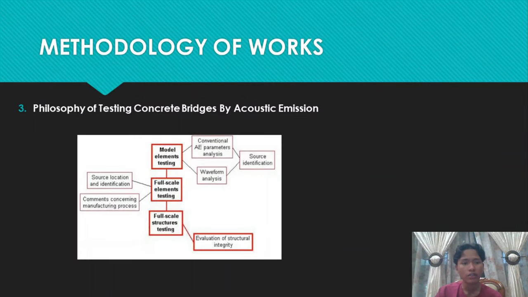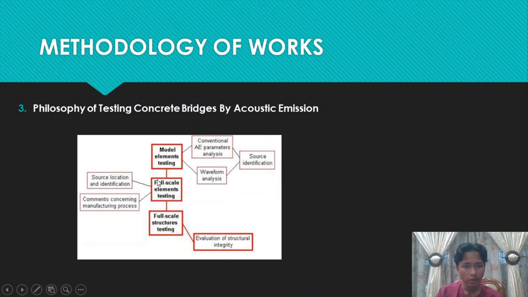And the third one is the philosophy of testing concrete bridges by acoustic emission. Before any reliable test on a bridge could be done, it was necessary to perform a series of measurements on model elements and full-scale structures under controlled loading conditions. Testing elements in a lab enables us to learn more about the features of the observed phenomenon. It also gives important information concerning the setup of the testing equipment.